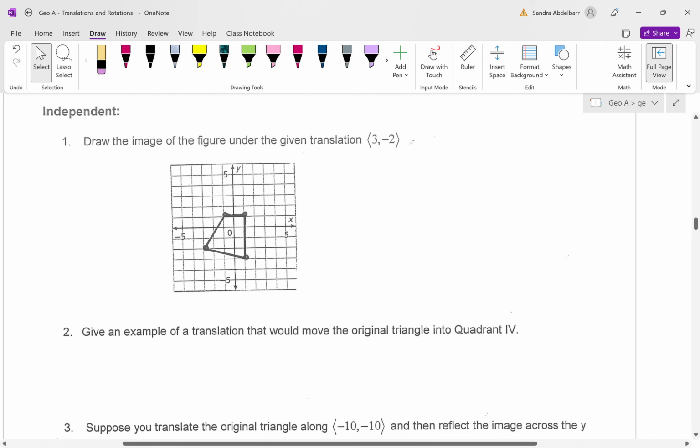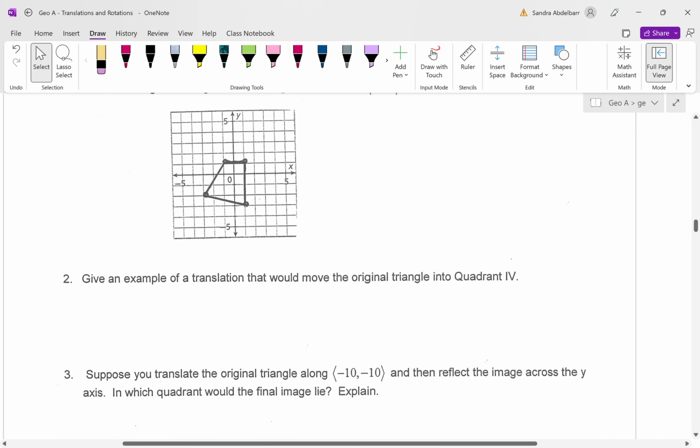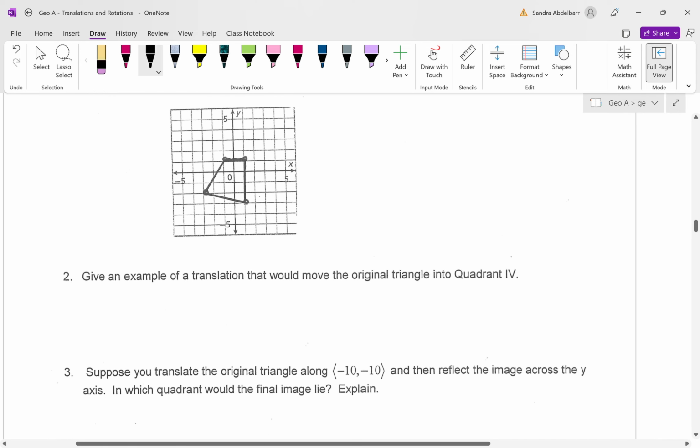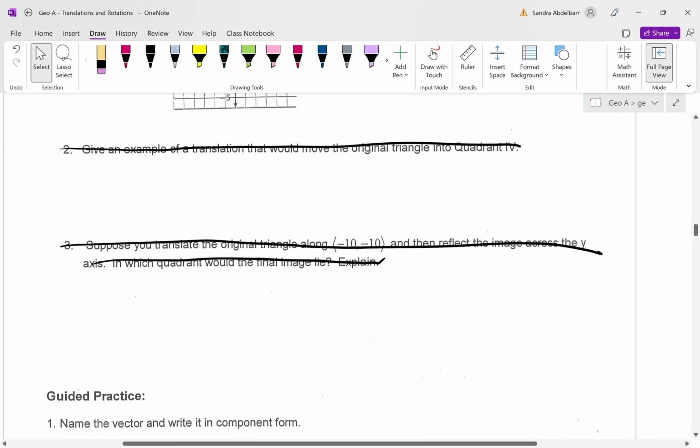All right, I want you guys to try this independently. Draw the image of the figure under the given translation ⟨3, -2⟩. We don't have to worry about question 2 or 3. I just want you to translate it, that's all.